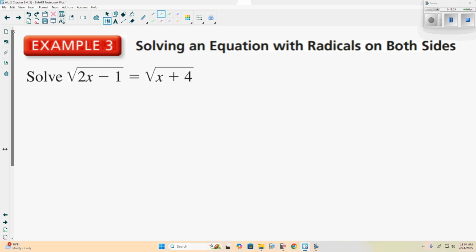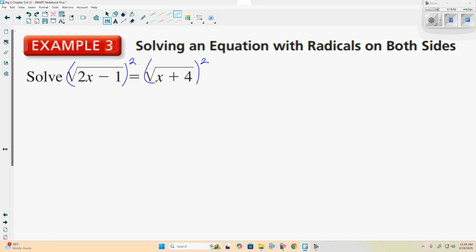Example 3, the square root of 2x minus 1 equals the square root of x plus 4. Yep. Is there one radical? No. If not, even them out. So we have how many? 2. So if I even them out, I want 1 on either side, yes? Are they evened out? Yeah, okay, let's go to the second step.